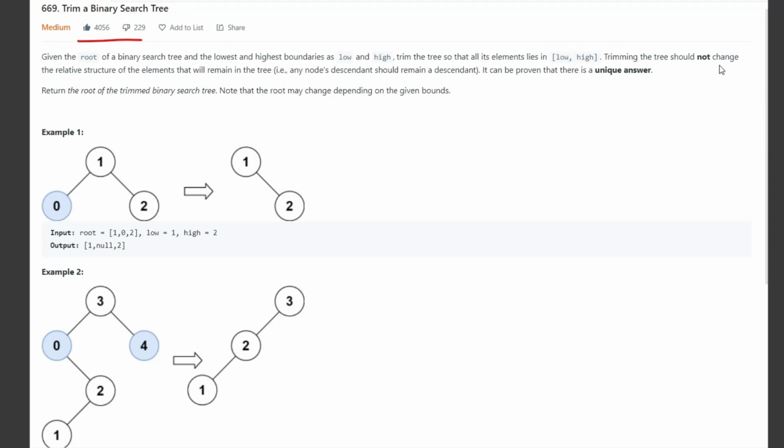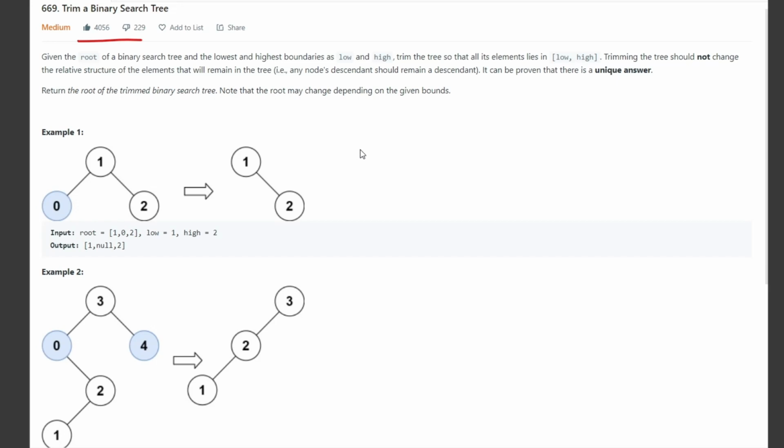Trimming the tree should not change the structure of the tree. That means if an element is on the left side, it should stay on the left side, and if it is on the right side, it should stay on the right side. So that means we have a unique answer. We have to return our trimmed binary search tree node.